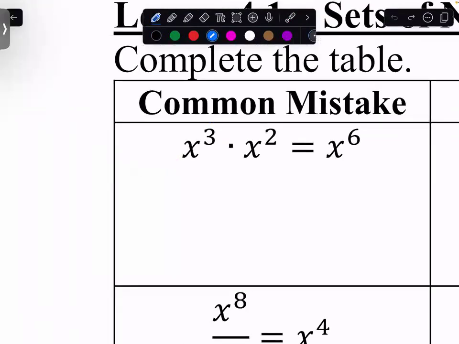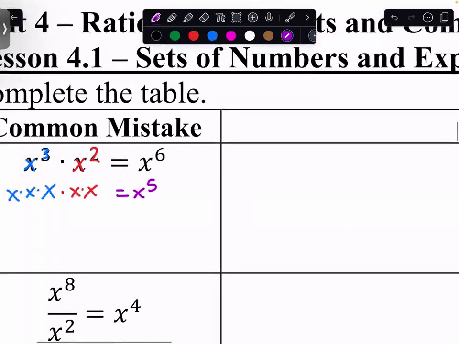X to the third means you have 3 x's multiplied together. And then you're multiplying that by x to the second power, which means 2 x's multiplied together. Okay, so when you combine those together, you see you have 1, 2, 3, 4, 5 x's in the end. So even though it's a multiplication problem, you actually add the exponents.